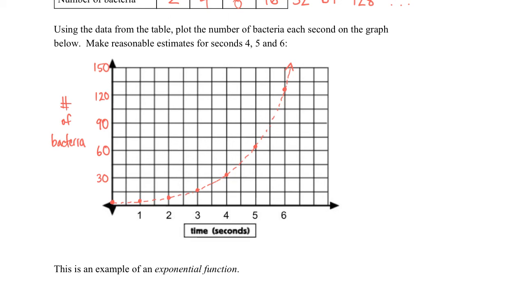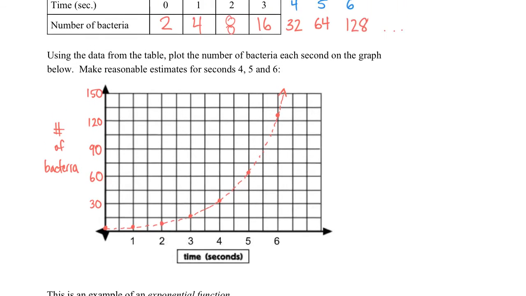Okay, and this is what it looks like. And again, this is just an overview. We are going to explore these in a lot more detail as we move forward in this course. So I just want you to be introduced to it. And that's it.